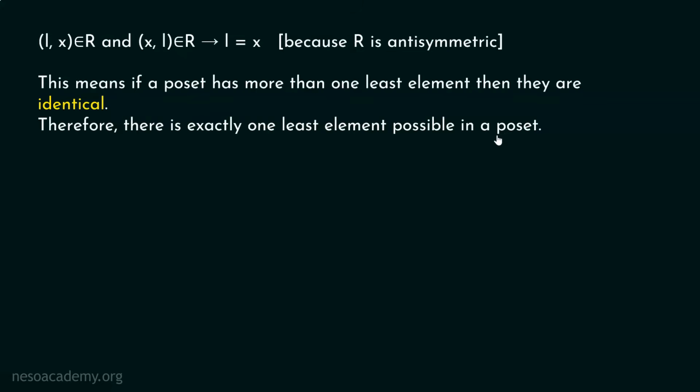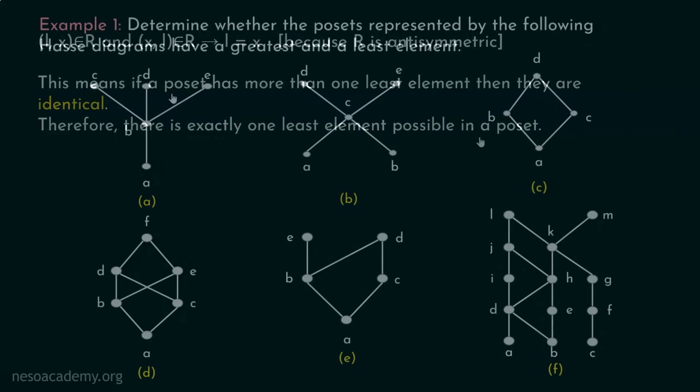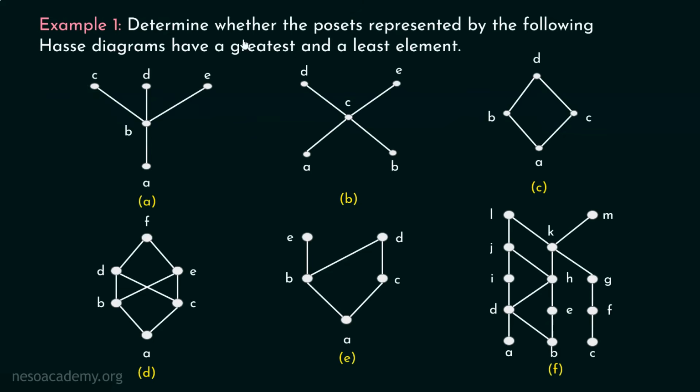Okay, so the conclusion is simple. There is exactly one least element possible and there is exactly one greatest element possible in a poset. There cannot be more than one least element and one greatest element. Okay. Now here is one example. Determine whether the posets represented by the following Hasse diagrams have a greatest and a least element.